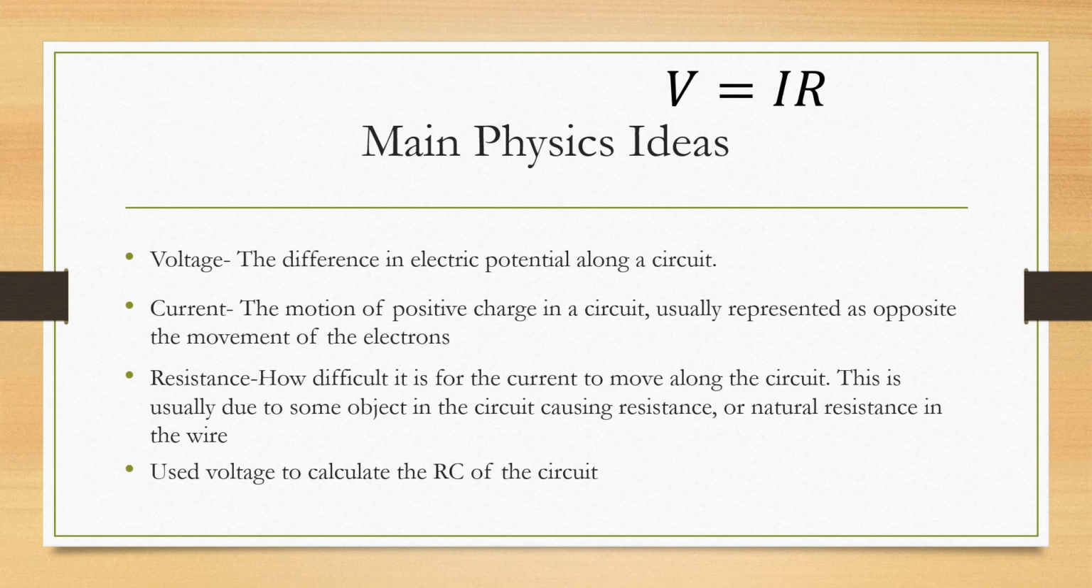The main physics ideas in this lab were voltage, which is the difference between electric potential along a circuit, and current, which is the motion of positive charges along a circuit, opposite to the movement of the electrons. Resistance is how difficult it is for the current to move along a circuit. Resistance is usually due to some object in the circuit causing resistance, or from natural resistance in the wire. I used voltage to calculate the time constant of the circuit.